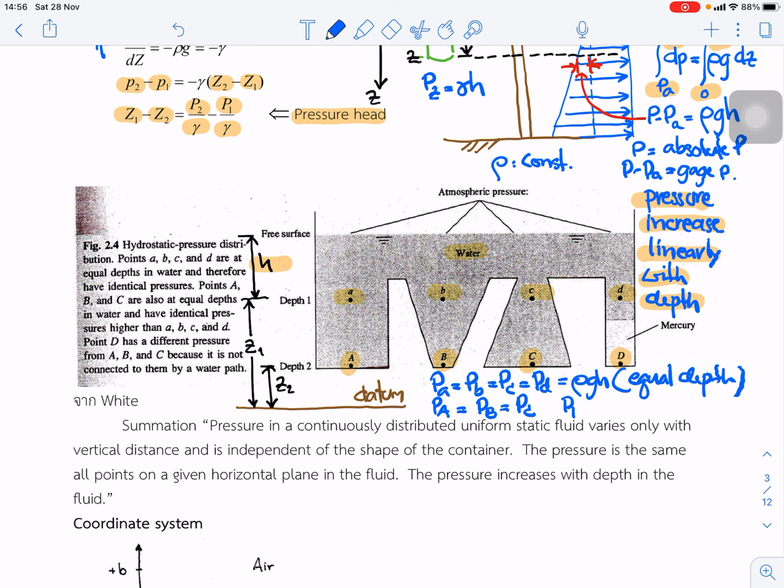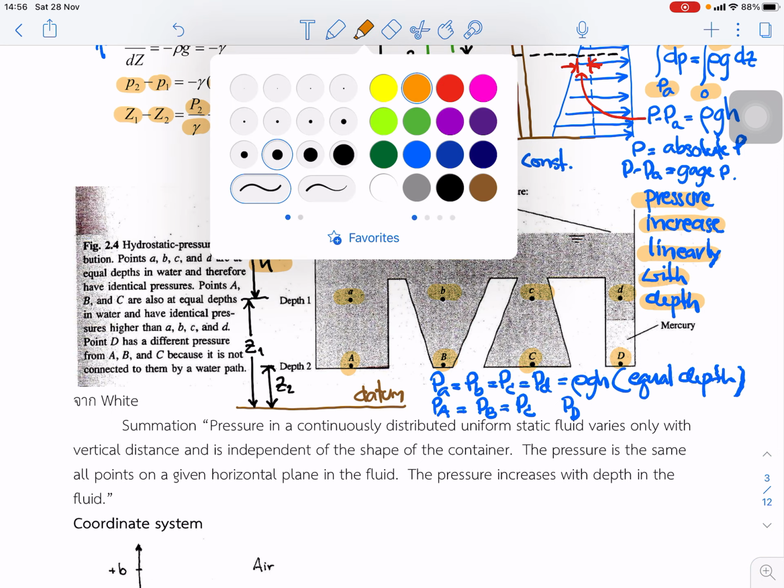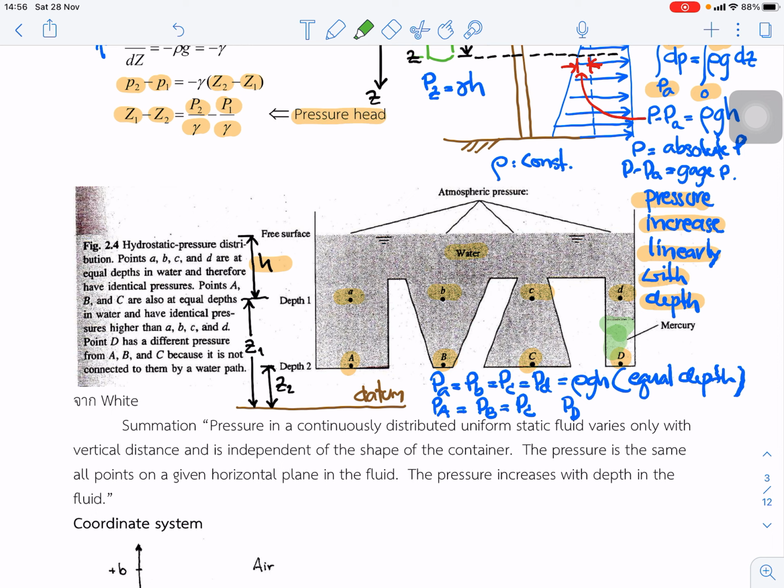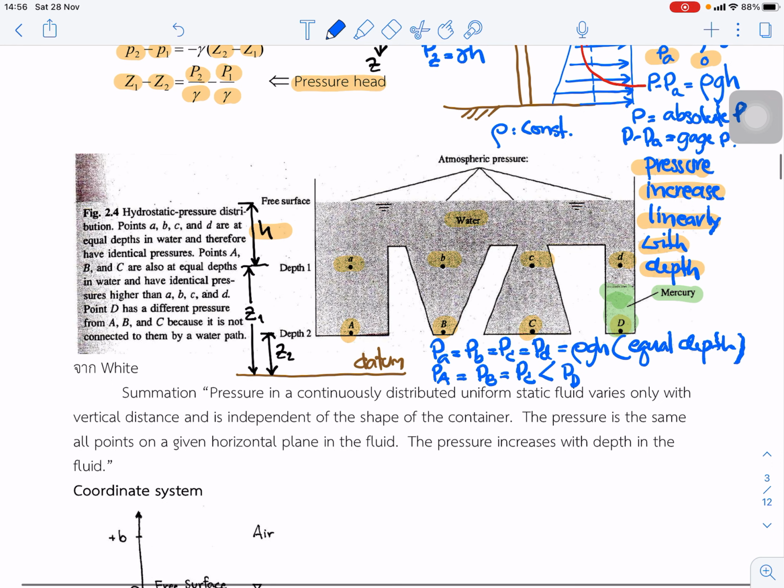But how about PD? Because this part is filled with mercury, it has a different density. We expect that the density of mercury is higher than water, so we expect that the pressure at point D is greater than at point C. And sometimes we use a datum to distinguish the depths of set 1 and set 2 for comparison between the depths of water at different points. Okay.